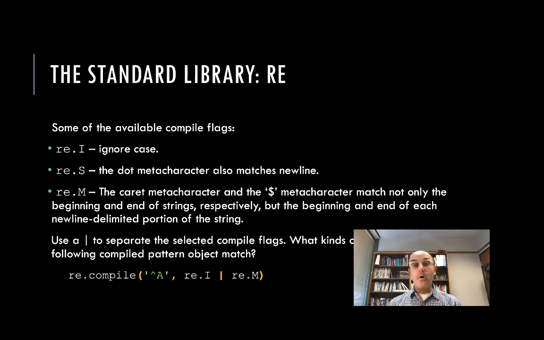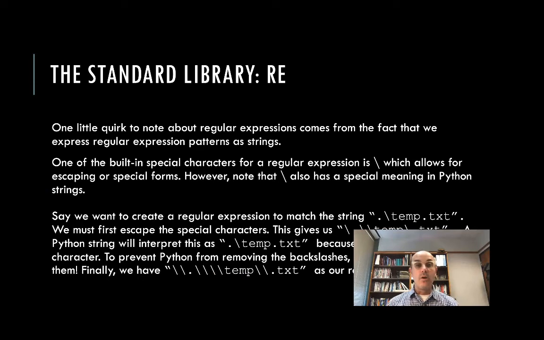Some of the available compile flags are I, S, and M. In the case of I, it ignores the case. In the case of S, the dot meta character also matches a newline. In the case of M, the caret meta character and the $ meta character match not only the beginning and the end of the string, but the beginning and the end of each new line within the string itself. When you use a straight line, it separates the selected compile flags. So what kind of string does the following compiled pattern object match? Again, try to run it and see what it gives you.